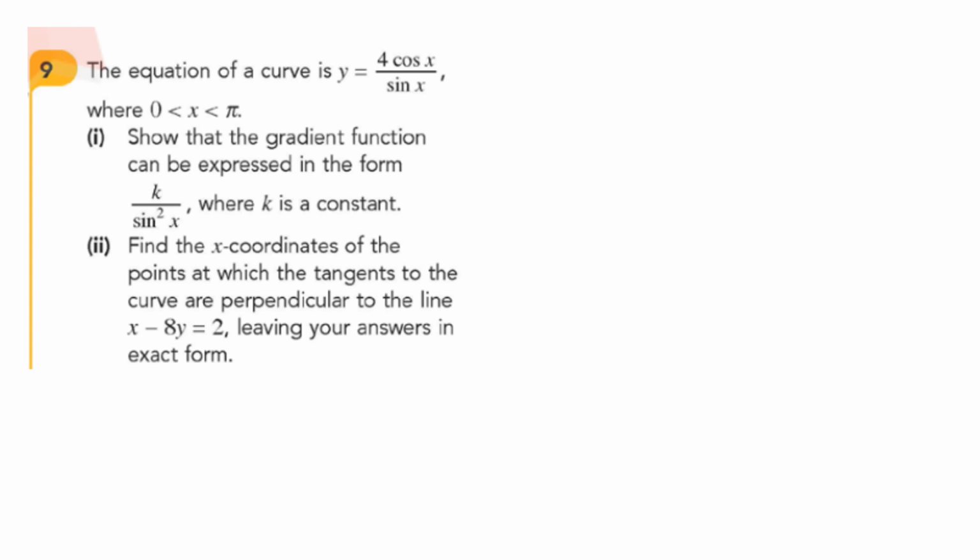Right, so let's look at part 1. You're asked to show that the gradient function, right? So what does gradient function refer to? Yes, the gradient function refers to your dy over dx. So basically we need to differentiate y with respect to x. And the function you're given is 4 cos x over sine x. So to find your dy over dx, in this case we would have to apply the quotient rule.